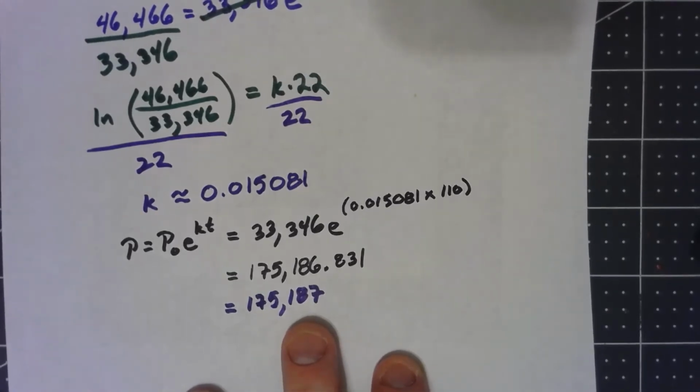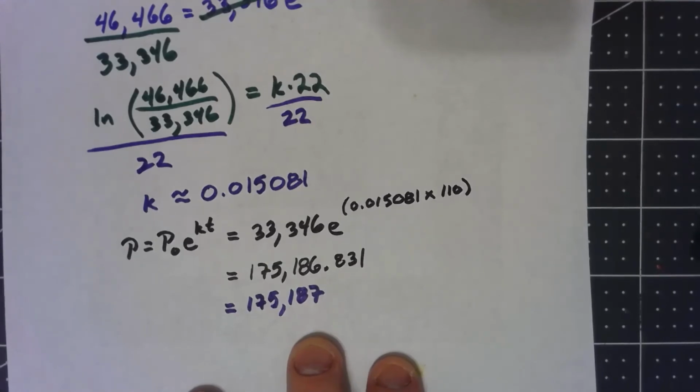If someone asked me how many people are going to be in Sierra Vista in the year 2100 using this data, I'd probably say about 175,000. We're not going to know it's exactly 187 people more than that.